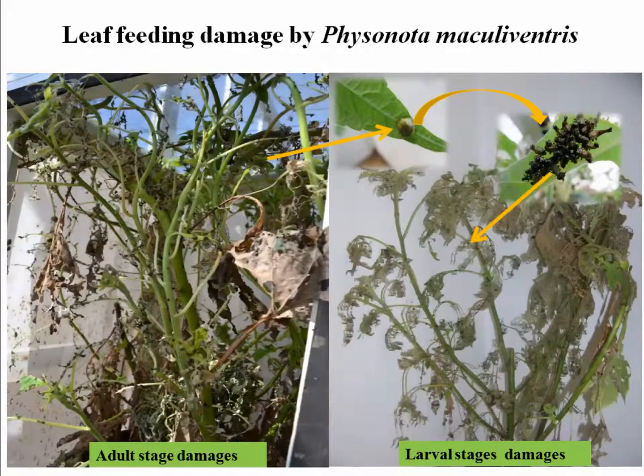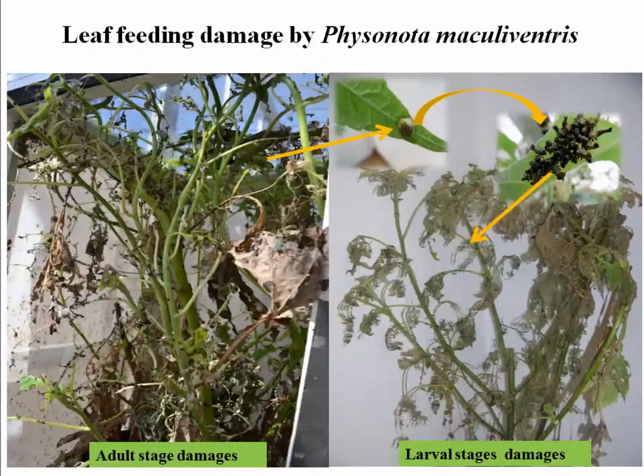This is the comparison of the damage done by the adults and the different larval stages. The adults take everything on the leaf and leave the main ribs, whereas the larvae just take the green part and leave the mid ribs hanging.